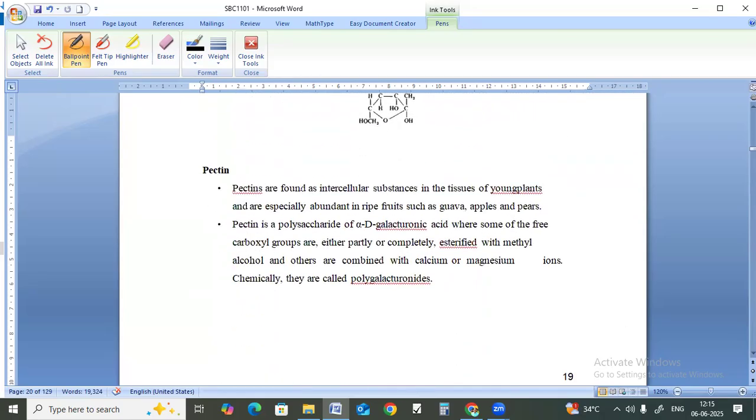And next coming to the pectic compounds. These are also the cellular compounds that are mainly forming the cell wall. And it is a polysaccharide of alpha D galacturonic acid, because of this these are called as the polygalacturonoids.